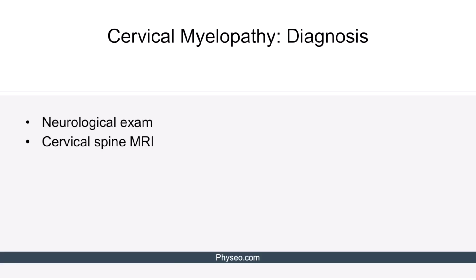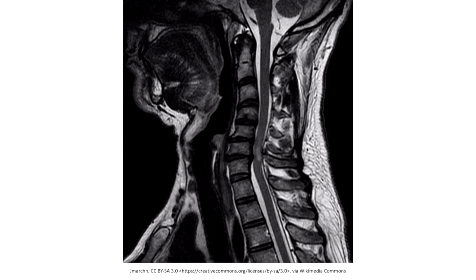Diagnosis of cervical myelopathy starts with a thorough neurologic exam, which may show all the neurologic deficits that we discussed in the previous slides. The confirmatory test is a cervical spine MRI, which can reveal the exact cause of cervical spinal cord compression. Here's an MRI of the cervical spinal cord. You can see this hyperintense epidural mass compressing the spinal cord. Remember that since this mass is compressing the spinal cord itself, the patient will experience hypotonia and hyporeflexia at the level of the lesion, and hypertonia and hyperreflexia below the level of the lesion.